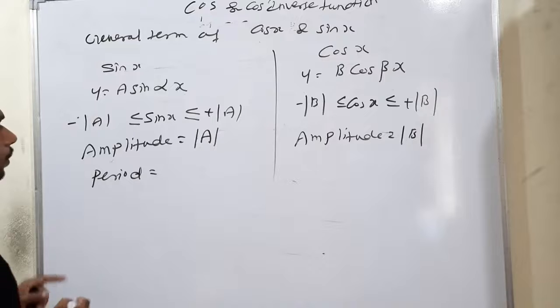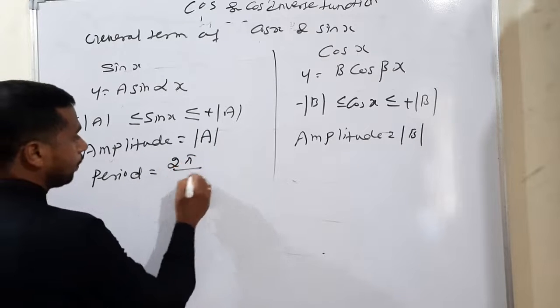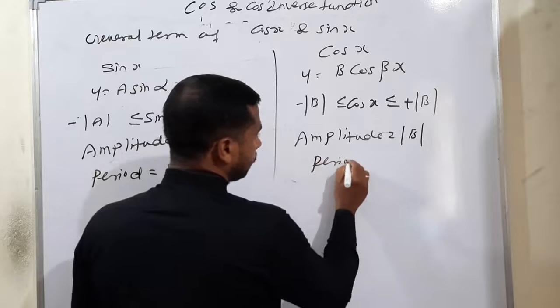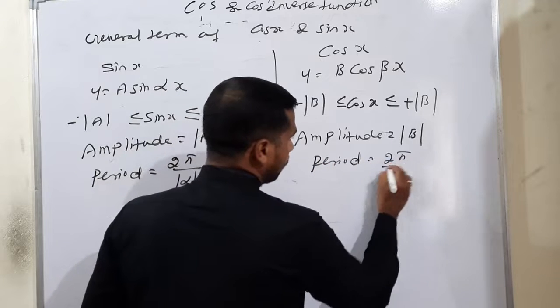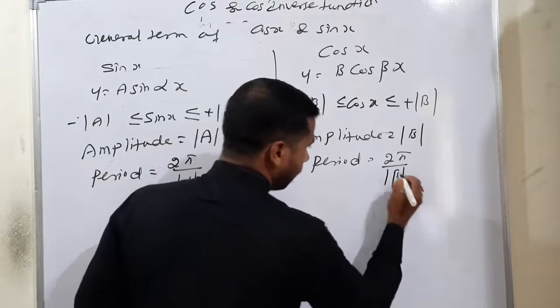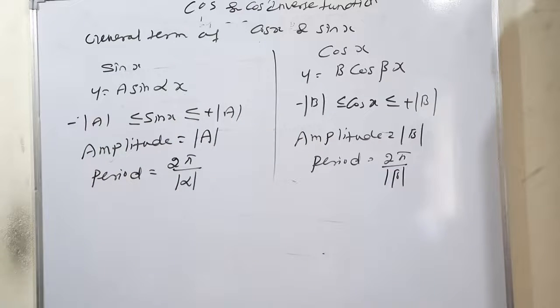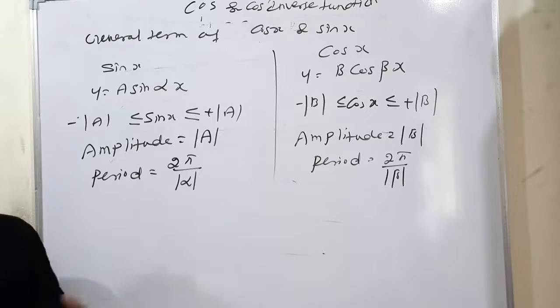The period is equal to 2 pi by modulus of alpha. Here the period is equal to 2 pi by modulus of beta. It's very useful for you for 2 mark questions. This is also the general term of cos x and sin x. Now I am moving to another one, the general term of the sinusoidal function.